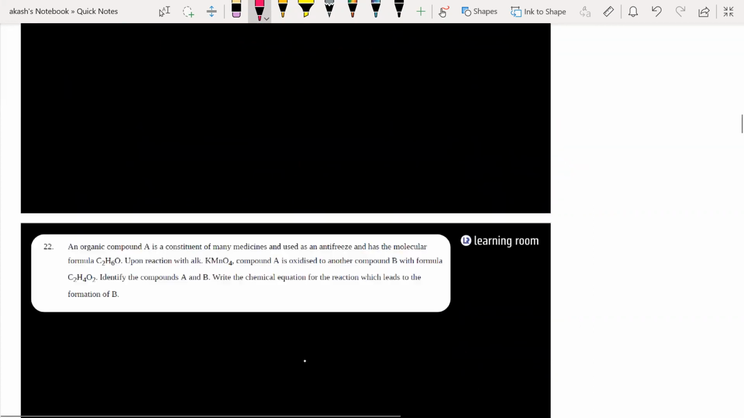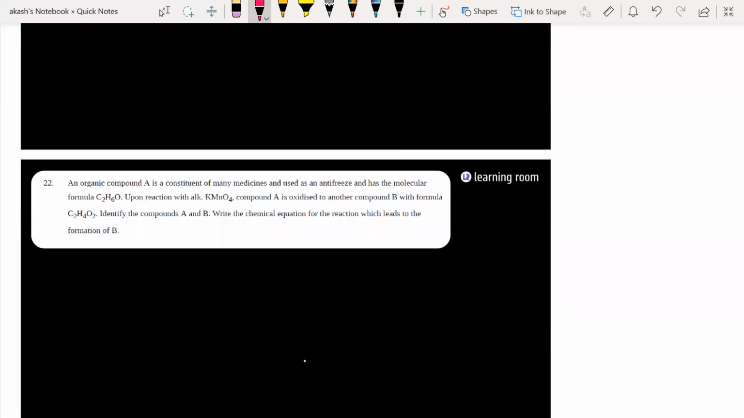Next. An organic compound A is a constituent of many medicines, is used as antifreeze and has a molecular formula of C2H6O. Upon oxidation it gives another compound B. This you don't have in the syllabus, right? Do you have oxidation reactions in organic chemistry? Yes, sir, we have. Okay, that's amazing. Potassium permanganate and potassium dichromate, we have both. So that's good.